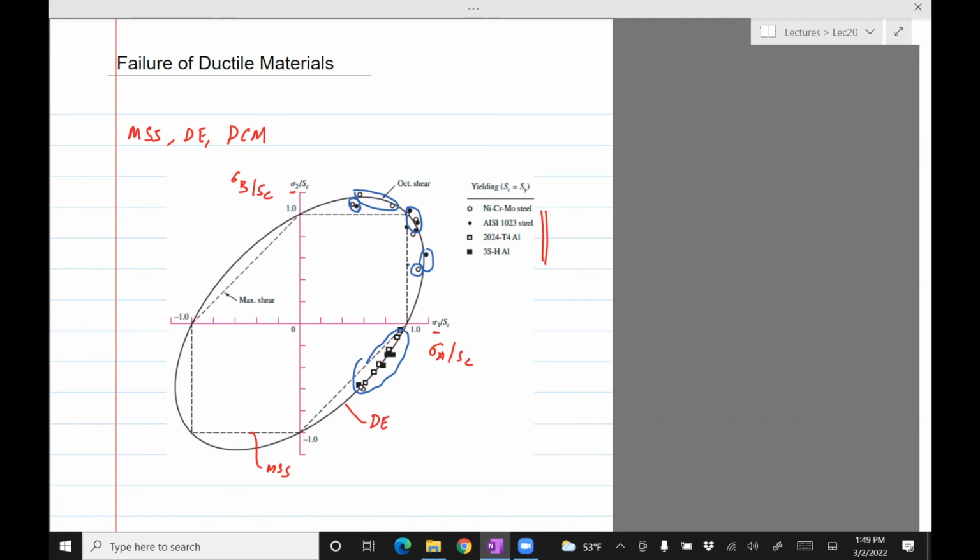In fact, MSS is kind of more conservative. If you design based on MSS, it's not going to fail for sure because MSS is more conservative than DE. So while the distortion energy is much more representative of failure, you might really want to design based on MSS because it's more conservative. What that will do is make the structure heavier because you are using a conservative criteria to design. So that's the evidence behind using one of the theories. Once you see this, you can make a judgment to design it. Some people might use MSS, some people might use DE. It just depends on your application.